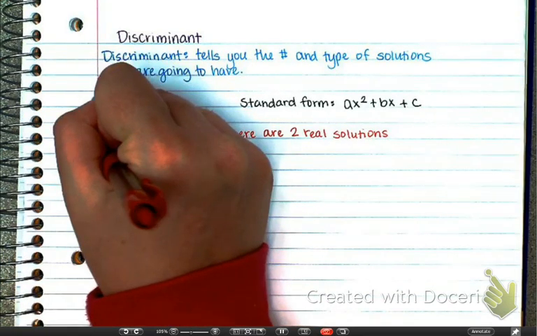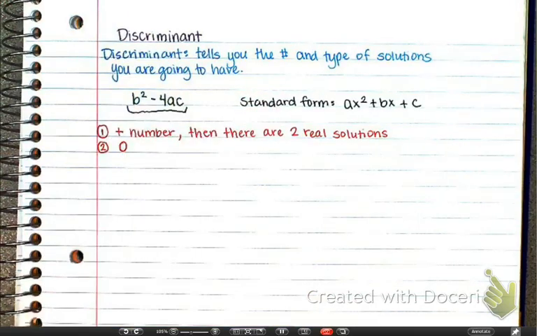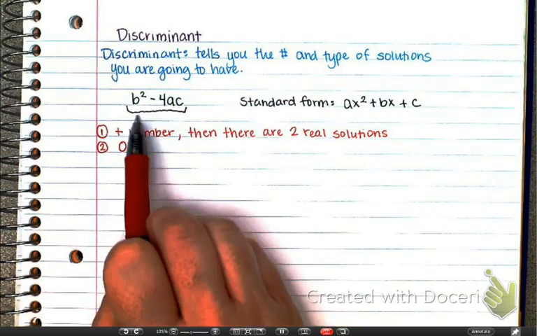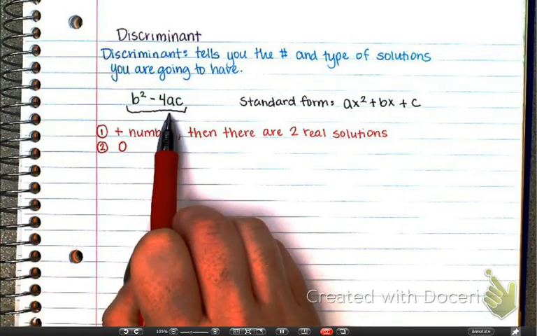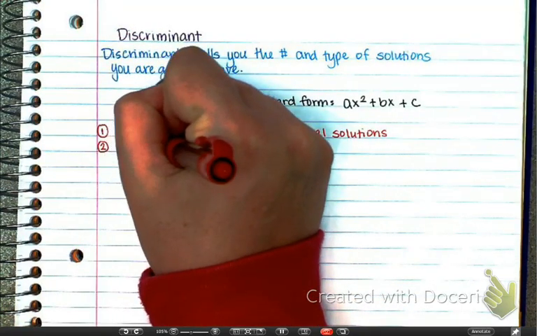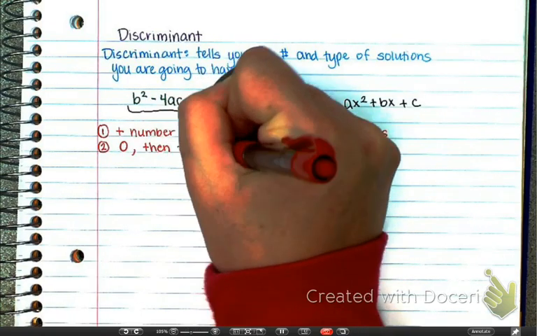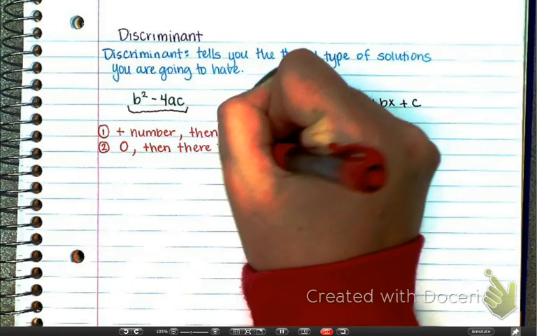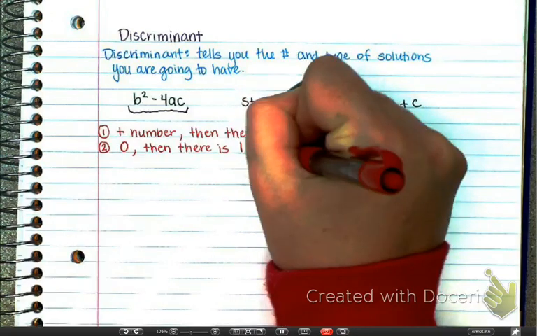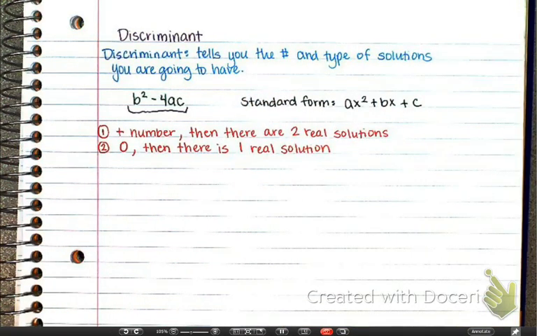Our second possibility is if we get 0. So if 0 comes out when we plug it into b squared minus 4ac, then there is 1 real solution. Okay, and when I say real solutions, I mean something that doesn't have an i, that does not have an imaginary number.